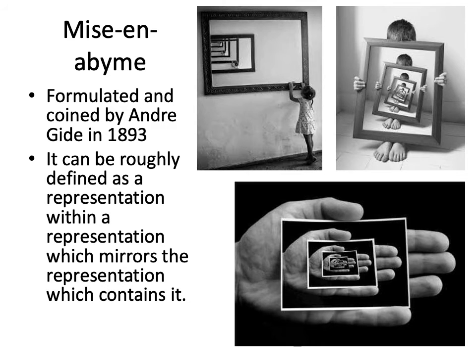Now that idea is actually called mise en abîme. It's formulated and coined by André Gide in 1893, and it basically means this idea of a representation within a representation which mirrors the representation which contains it. So try and think about these images kind of help you to see that is a picture within a picture within a picture within a picture. And this idea that it's an abîme, it's an abyss, we fall into it because actually where's the end? Where's the start?